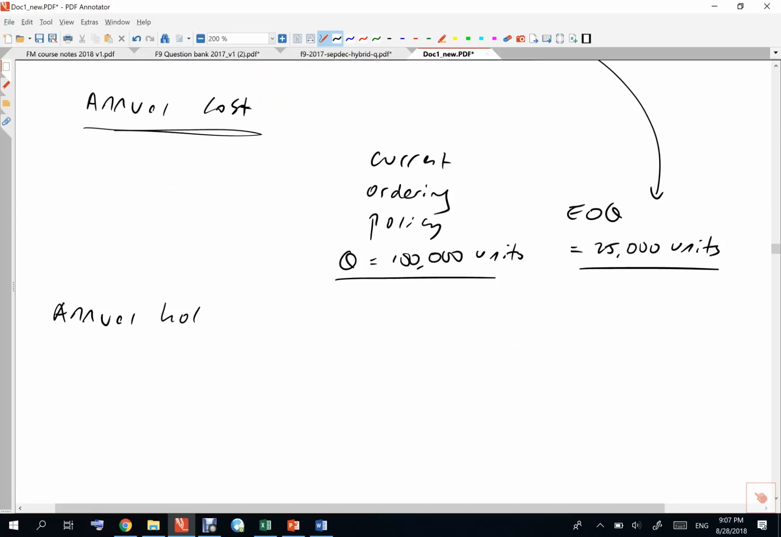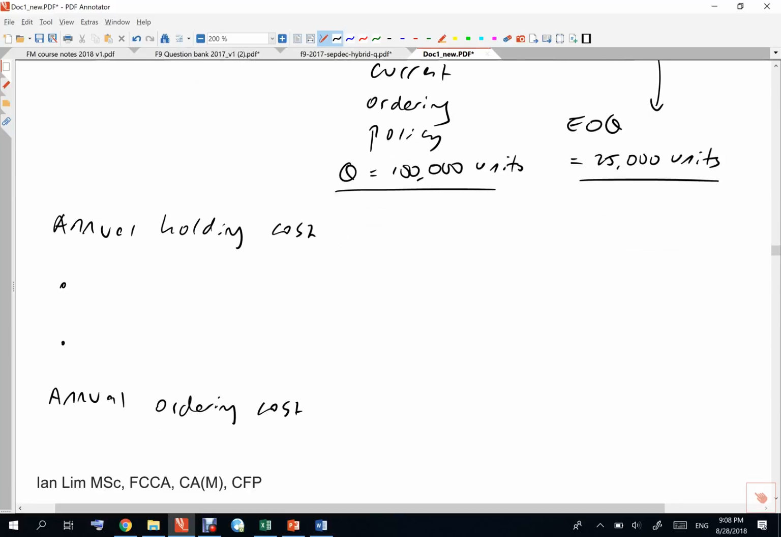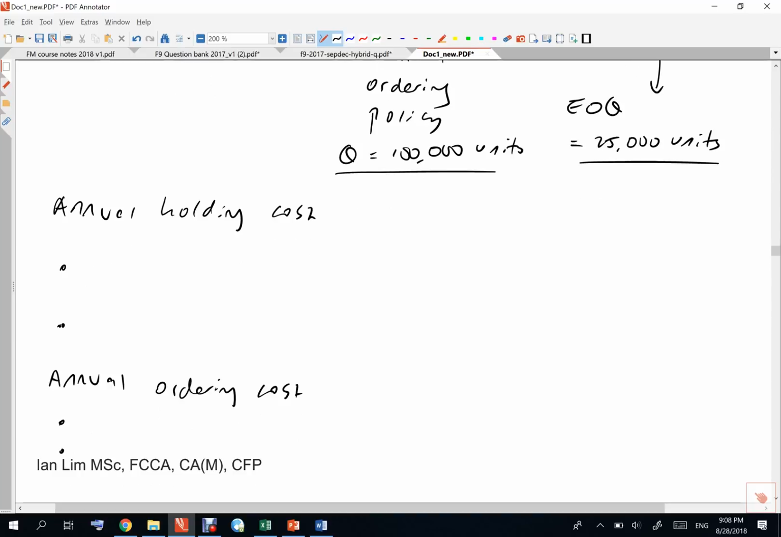Annual holding cost. 2 column, 2 workings. Annual ordering cost, right? So 2 as well. Then sum up.